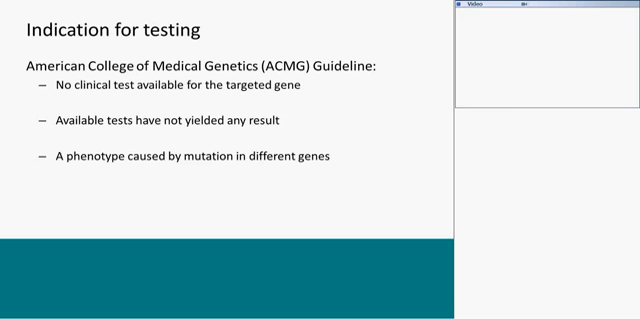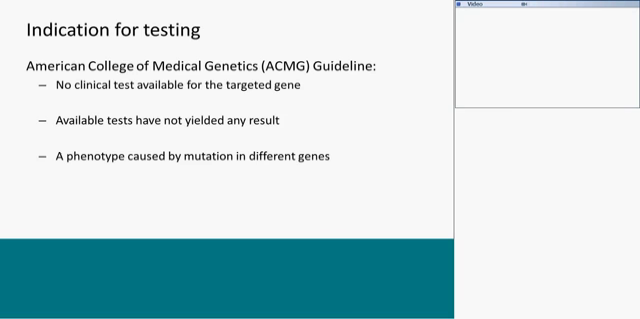The second one is that available tests have not yielded any result. Many of you, I'm not sure, but we have a lot of patients that we have followed up for 10, 15 years, and we have exhausted all the genetic testing available to us, and we do not have any results. And I'm going to show you an example of that. So there is a possibility that there is a gene that we are not thinking about.